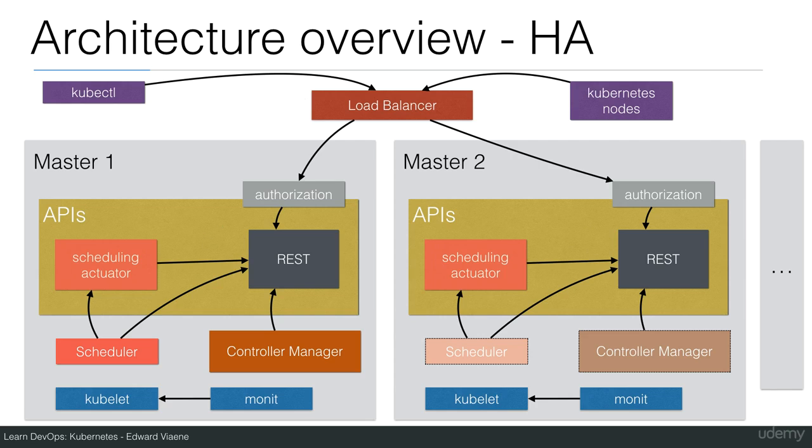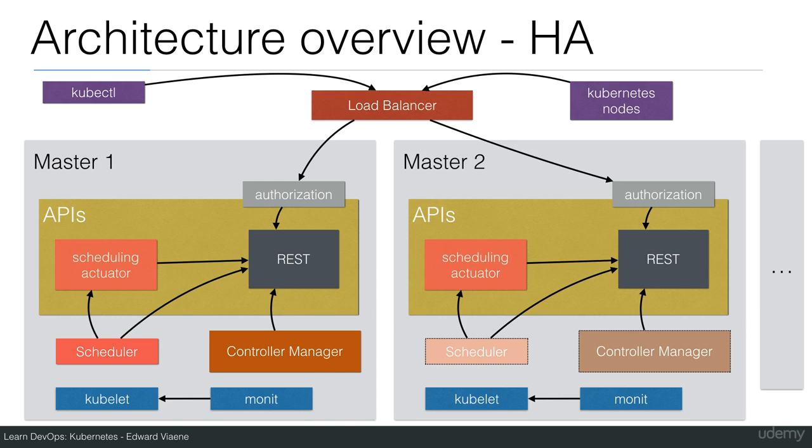Typically, if you're going to go for high availability, you're going to want 3 nodes. Every node is unique, so you just have to spin up multiple master nodes with the same image or the same software. The REST API will communicate with etcd, not shown on this graph.